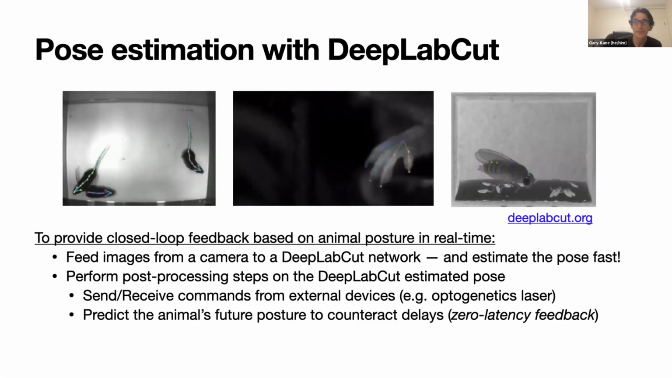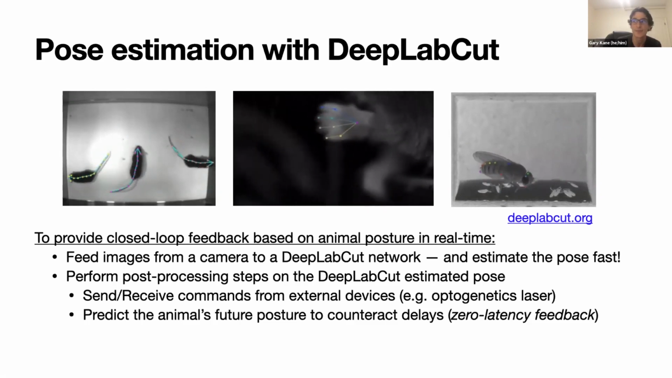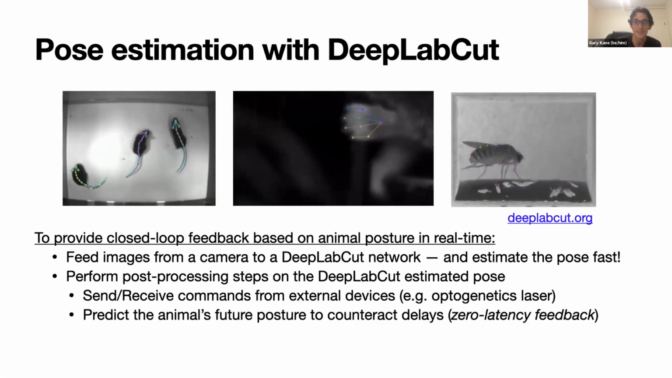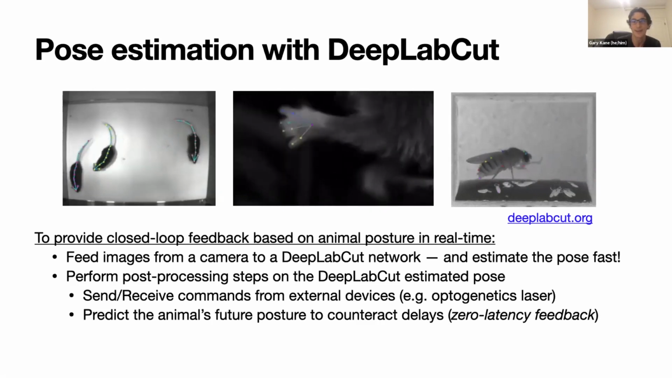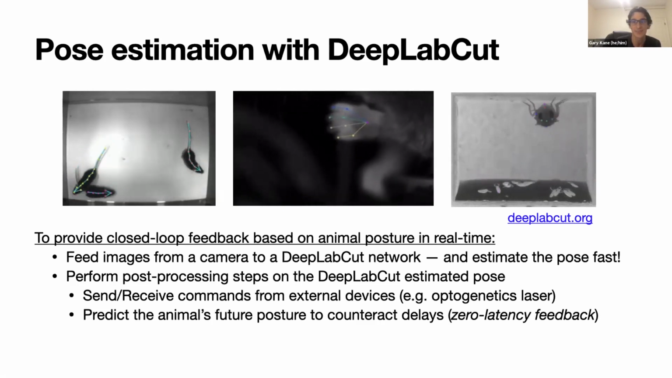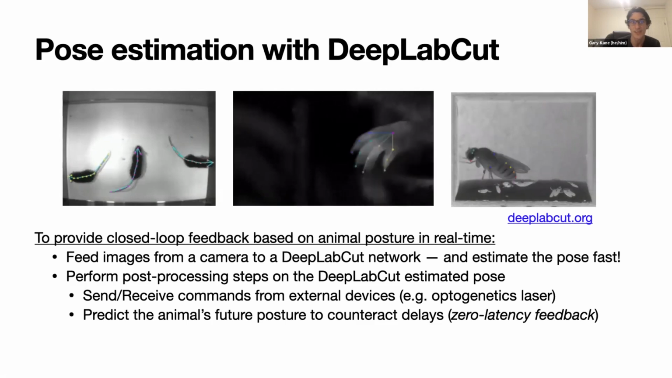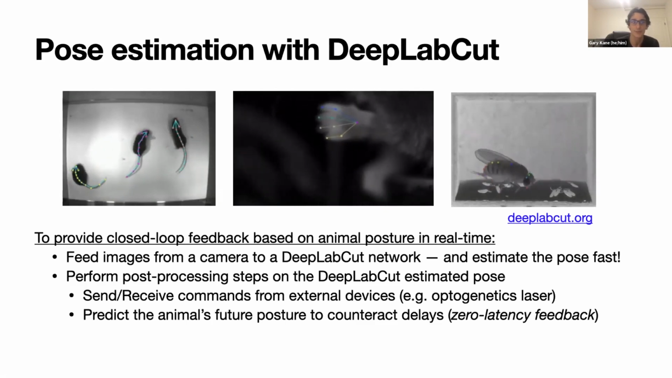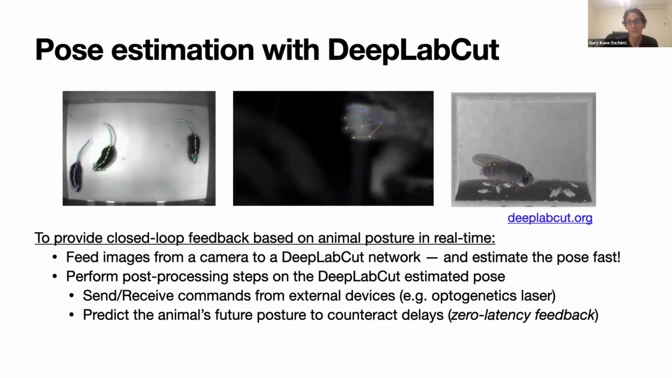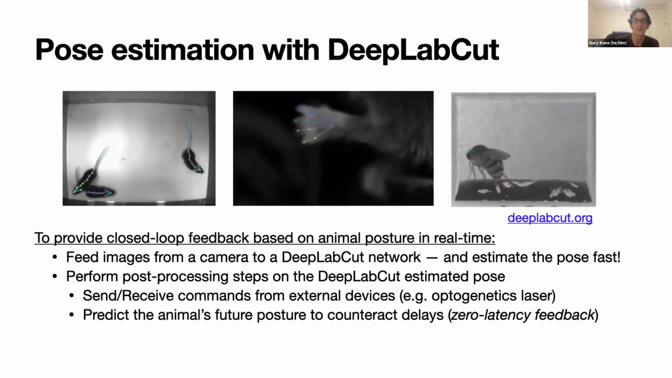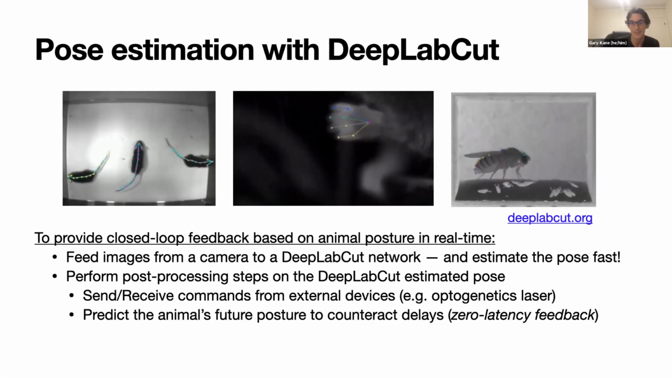Another thing we might want to do would be to predict the animal's future posture to counteract for delays. So we want to be able to provide feedback at exactly the time the animal is exhibiting our behavior of interest. And so we might want to predict what the animal is going to be doing a little bit into the future to deal with the delay from actually estimating the pose in DeepLabCut.